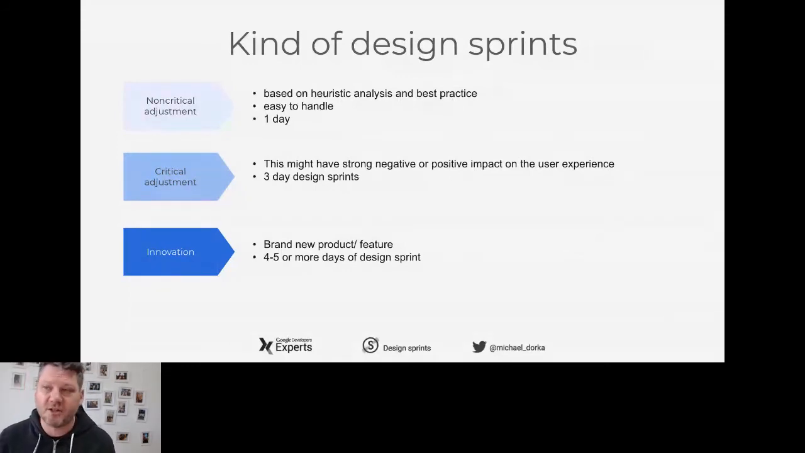Then there are critical adjustments. These might have a strong negative or positive impact on the user experience. A strong negative impact is if there is a call to action, for instance, which is so crucial that people have to touch it and they don't, and so they cannot, for instance, register. This is crucial. If they don't do this, they won't get to the end.